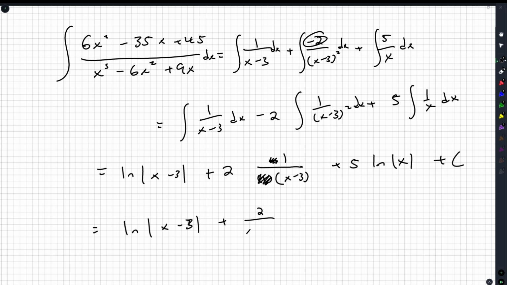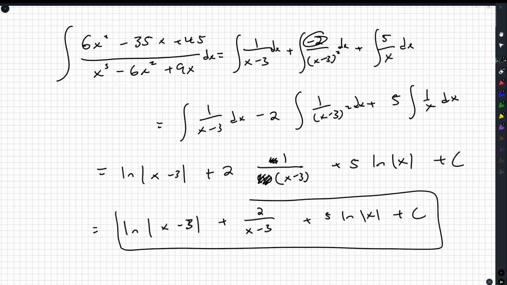So let's say 2 over x minus 3, plus 5 ln absolute value of x plus a constant. And there we go, all nice and neat, all complete and done. There we go. We managed to integrate this rational function here using partial fractions.